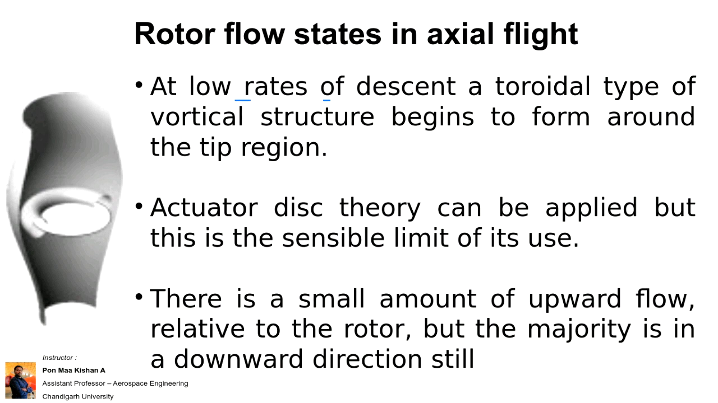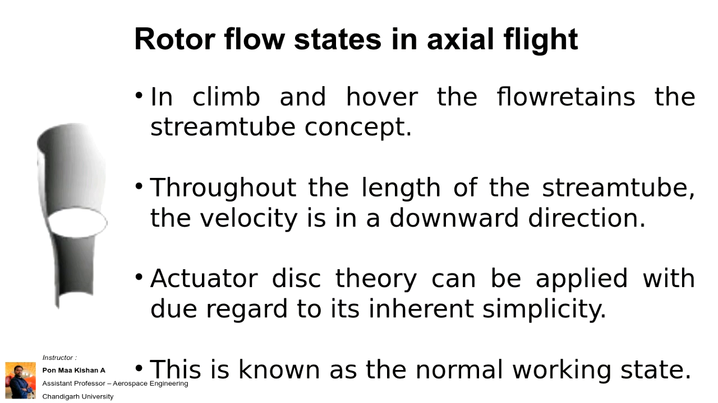So a toroidal type of vortex structure begins to form. Can you see it in this rotor, right? Can you identify it in this rotor particularly? I will go back to the previous slide once. So this is a normal state. This is the stream tube condition, right?